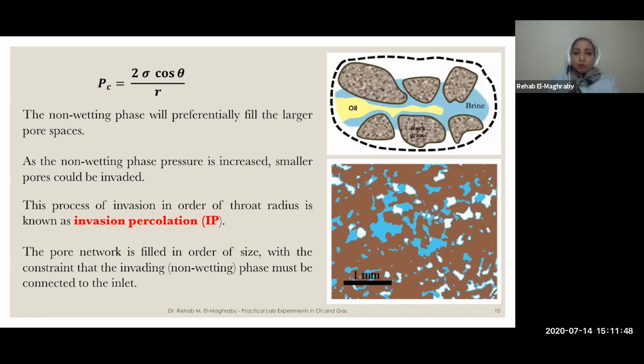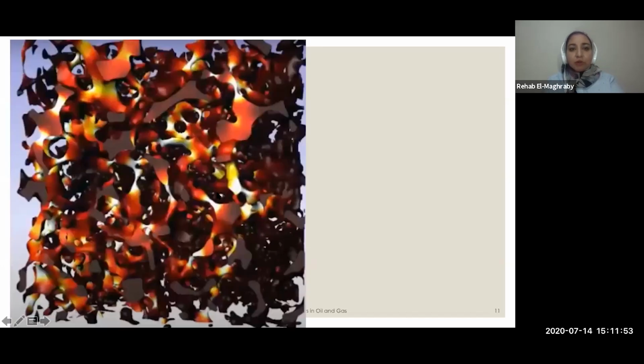So the pore network is filled in order of size. Again, if the oil here had enough pressure to enter this throat, the oil will fill all these pores, but will not advance here unless the pressure is enough. If it requires a higher pressure, you have to apply more pressure. The oil will stop here and will not advance to the next pore until the pressure is enough to invade this throat, and so on. It will advance from one pore to the other accordingly.